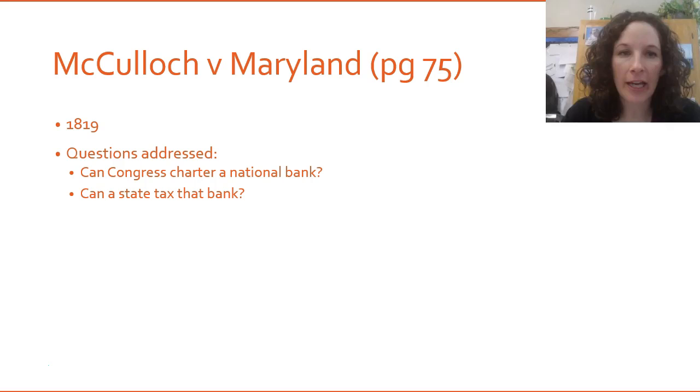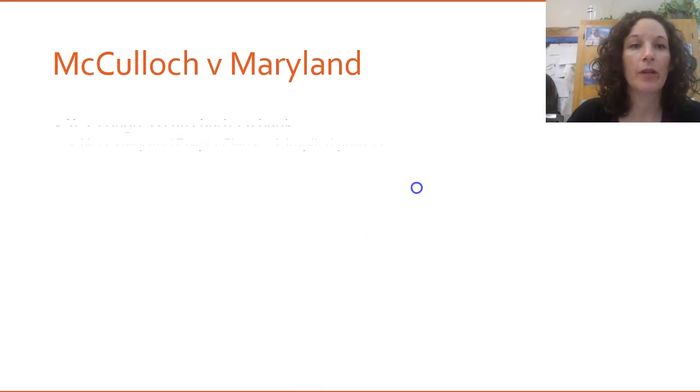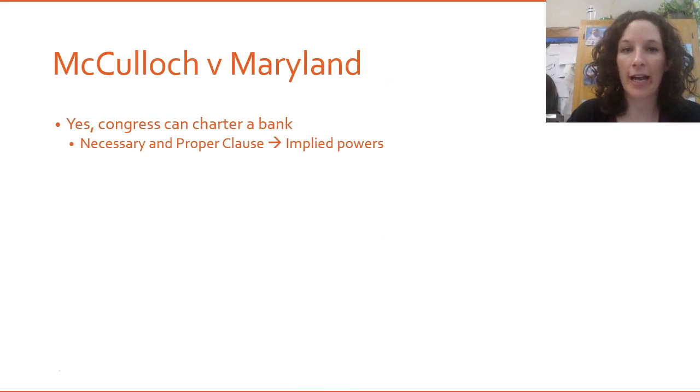So an early case that I want to go over briefly, pause this if I'm going too fast, is McCulloch v. Maryland. The question in this case had to do with Congress having a national bank and then the state of Maryland wanting to tax the bank. So there were two questions. Can Congress have a bank? Can Maryland tax it? Yes, Congress can have a bank.